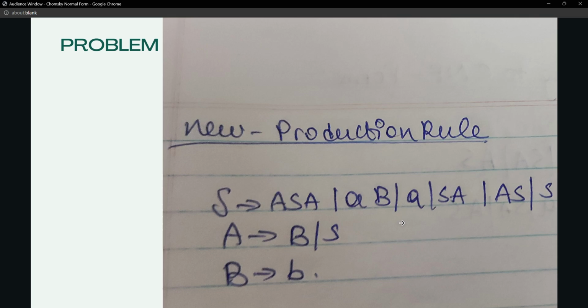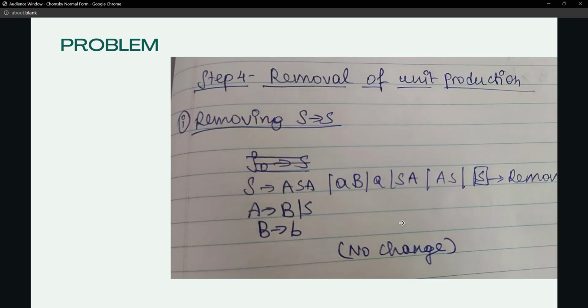So let's go to the third elimination rule, that's nothing but to remove our unit productions. First we can see that S gives rise to S. This is not applicable to our CNF because we should not have a single non-terminal symbol like this. So we are going to remove it. As S gives S, we can remove it easily because this is not going to lead to any other symbols. So there's no change. We're just going to remove it as it is.